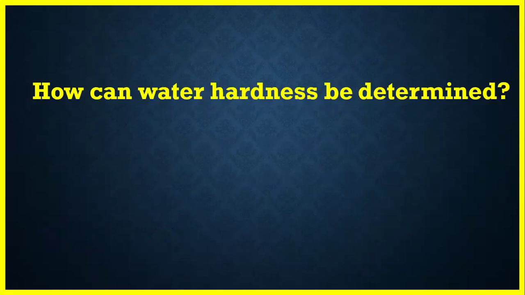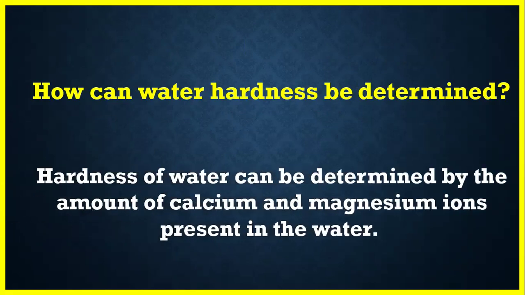So how can water hardness be determined? We know that hardness of water is caused by the presence of calcium and magnesium ions in the water. So if we want to determine the hardness of water, we have to calculate the amount of calcium and magnesium ions present in the water. In other words, hardness of water can be determined by the amount of calcium and magnesium ions present in the water. And this hardness can be determined by two types of method.